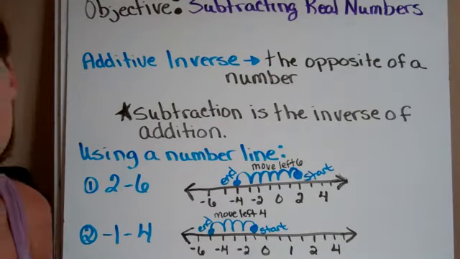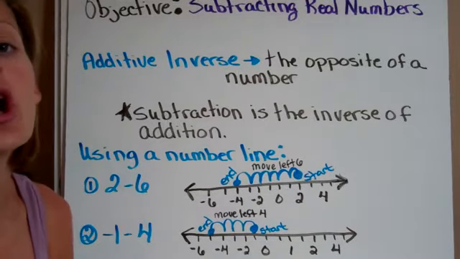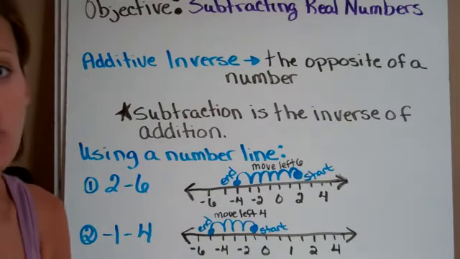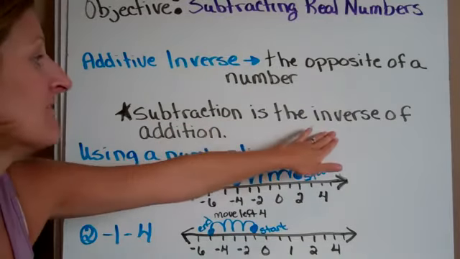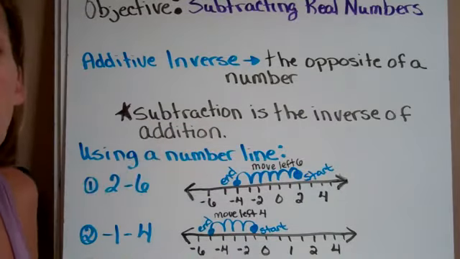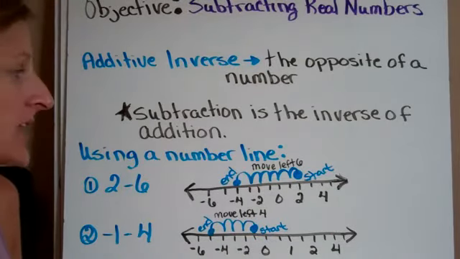Now if I had -2, the opposite of it is 2. And if you add -2 and 2 together, you're going to get your 0. Now, subtraction is what we call the inverse of addition. They undo each other. So if you add something, to undo it you would subtract it.